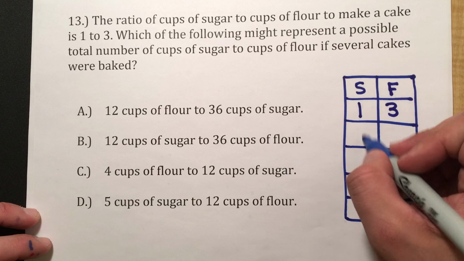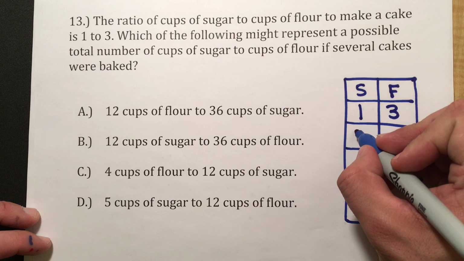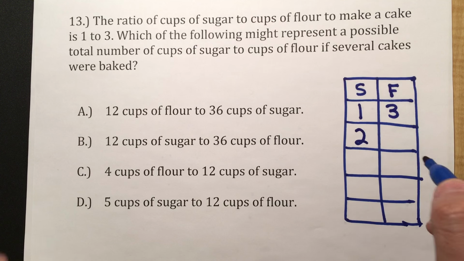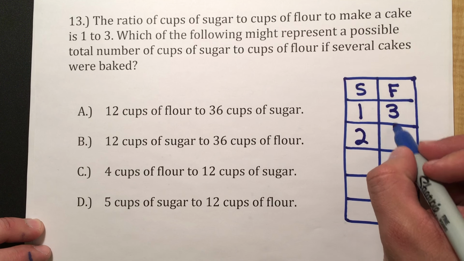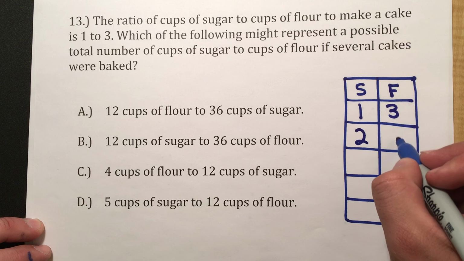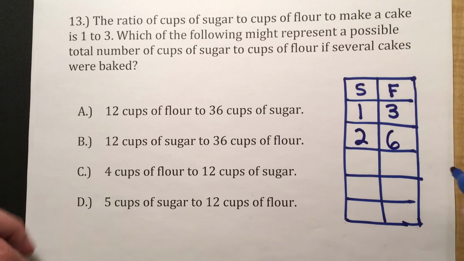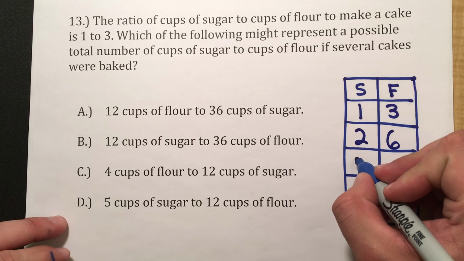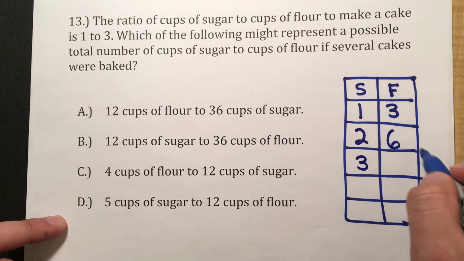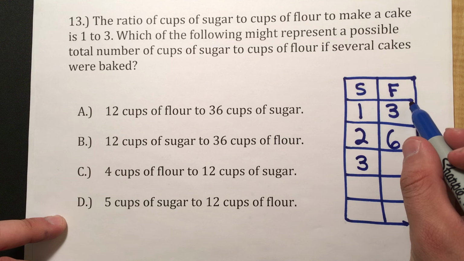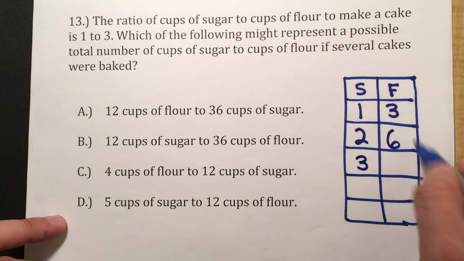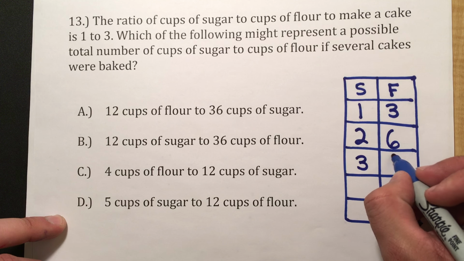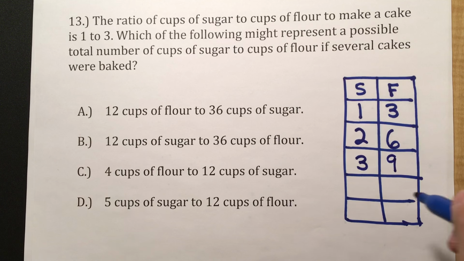We would need double the amount, so we would need 2 cups of sugar, and how many cups of flour would that be? That would be twice as many of flour, which would be 6. If we're to bake 3 cakes, that would be an extra cup of sugar, and we would have to now add 3 times the amount of flour, so it would be 9. You guys see the pattern here?